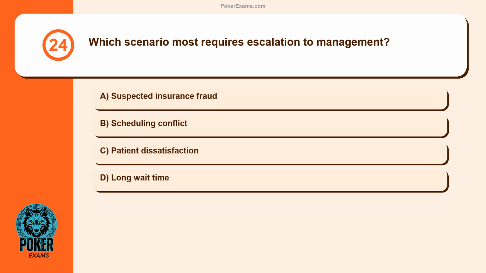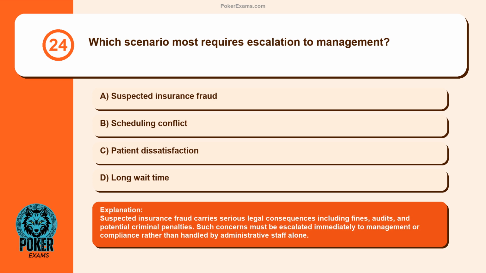Question 24. Which scenario most requires escalation to management? Suspected insurance fraud, scheduling conflict, patient dissatisfaction, long wait time. Suspected insurance fraud carries serious legal consequences, including fines, audits, and potential criminal penalties. Such concerns must be escalated immediately to management or compliance rather than handled by administrative staff alone.